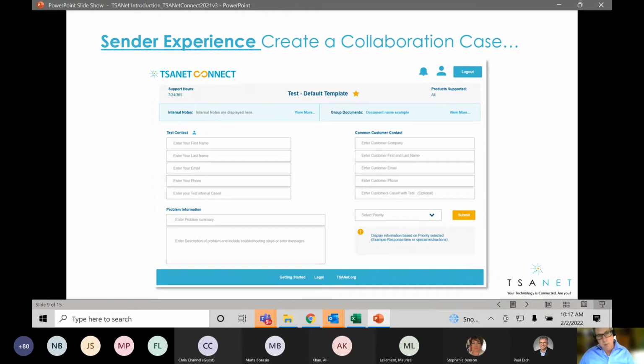We give our members in the basic and the premium relationships the ability to add custom fields. If they want to put in a serial number, or the product that's involved, something that triggers the receiver to know that this is one of our customers and this is what I need to trigger that entitlement on, we can put some of those custom fields in there. But it's a form-based system. All these emails are coming from connect@tsanet.org.